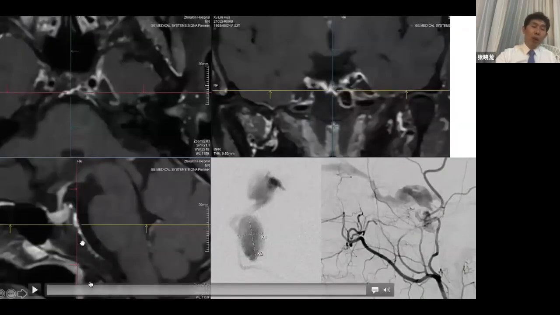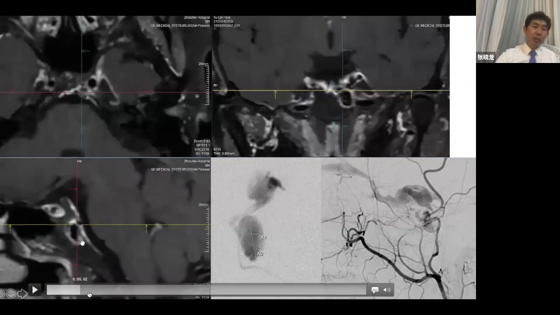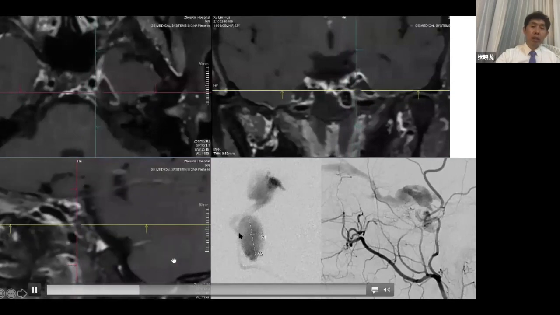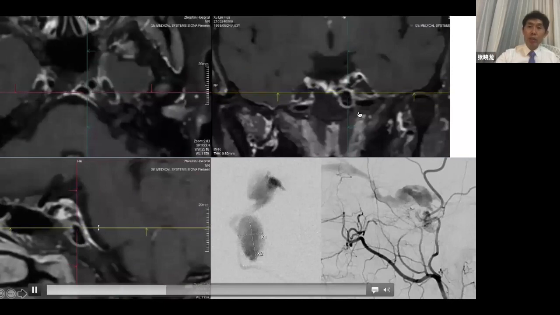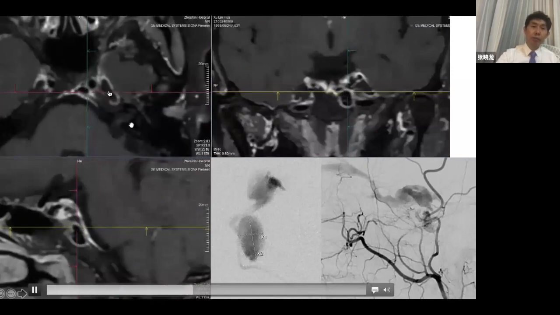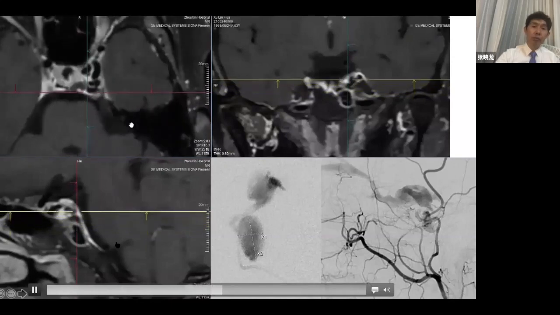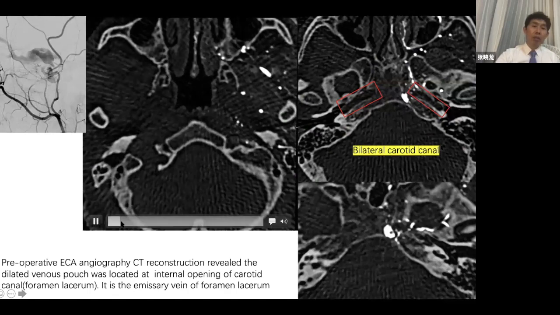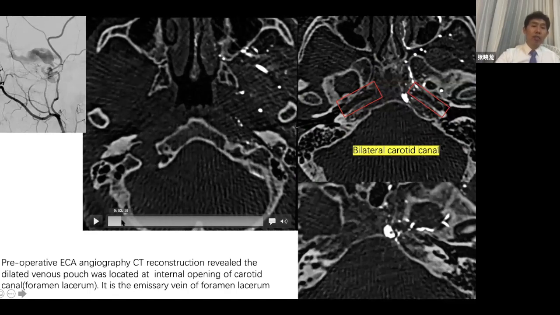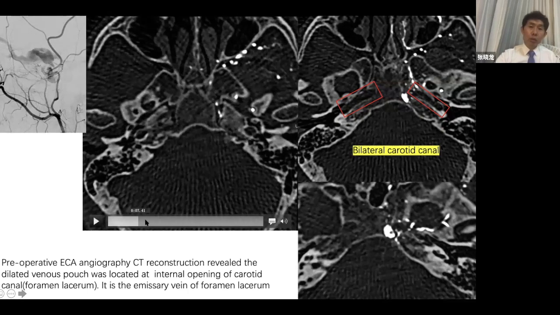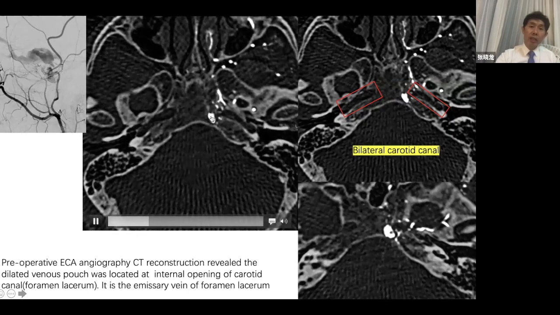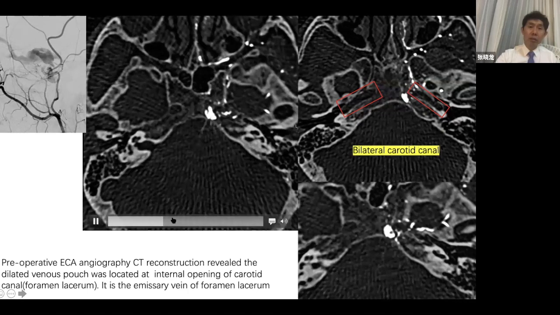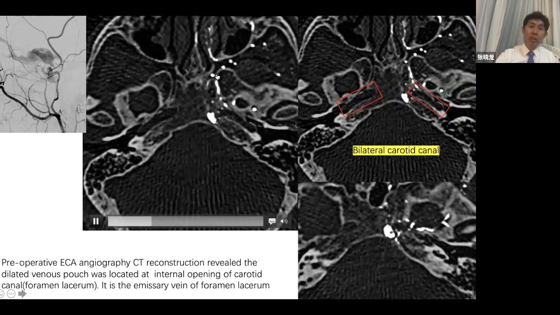So where is the location of the fistula? We did the MRI. And here is the venous pouch. The venous pouch is here. And here is the venous pouch. And we used the angiography CT reconstruction. We can see that the fistula is here, and this is the venous pouch, the fistula around this one.